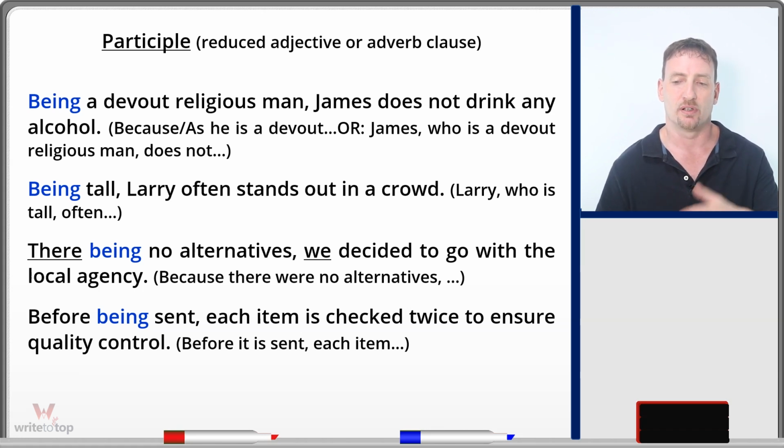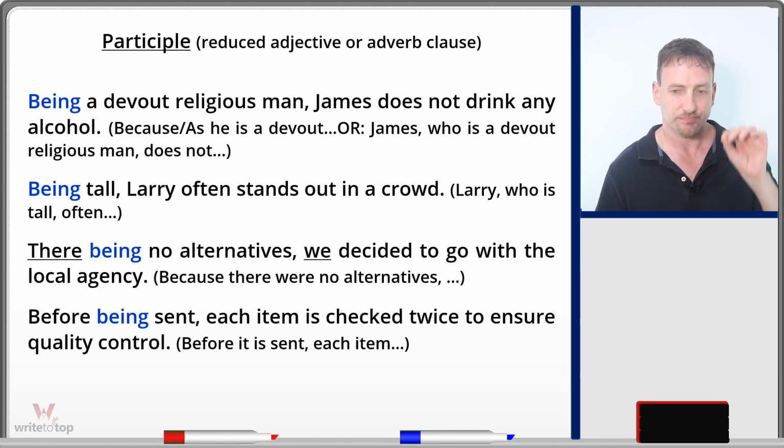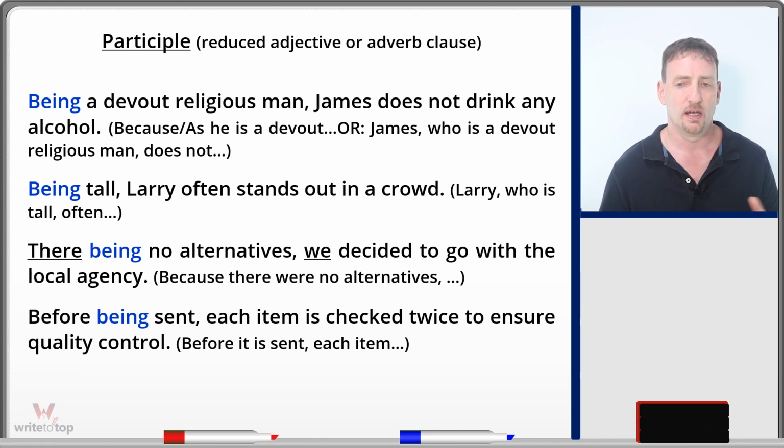In the next example, before being sent, each item is checked twice to ensure. Now here we have the same subject, so I took it out, but notice I kept the conjunction before, because here I don't have an obvious relationship. I have to show you the order of events. So I must keep before, take out the subject, the be verb, into an active participle, being. Before it is sent, each item is checked, reduced to a participle phrase.